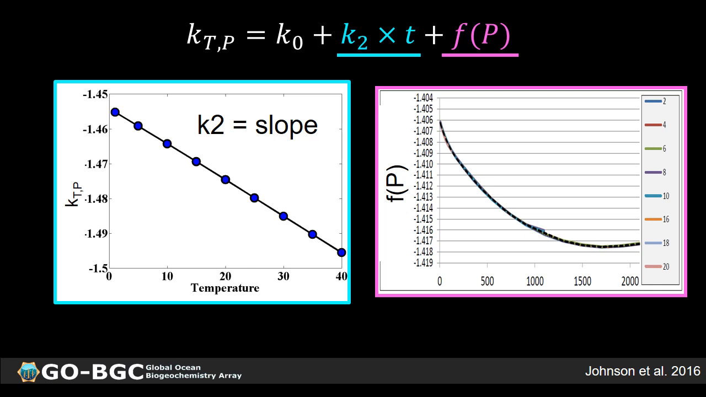So the last remaining component is K0, which is the intercept of the plot on the left of KTP and temperature, because it's defined as the KTP when it's 0 Celsius. But we can't actually quantify this K0 in HCl because there is an electrode conditioning step that happens once the reference electrode sees seawater.